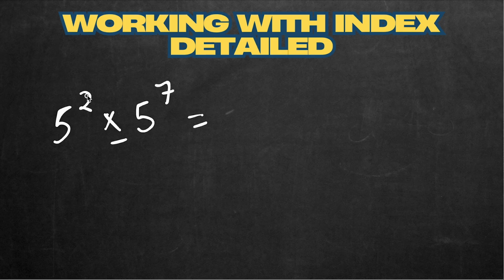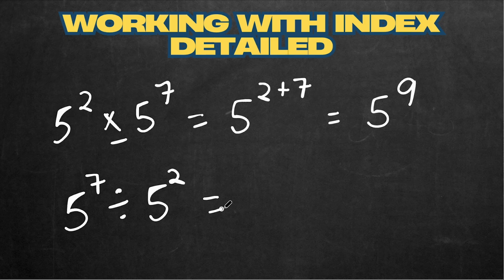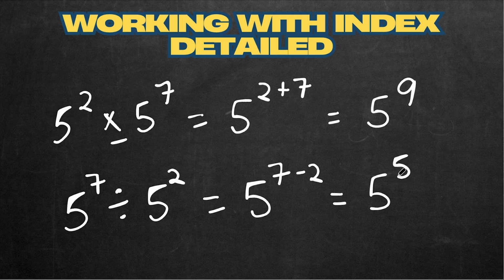If it is multiply, you add the powers. So 5 to the power 2 plus 7 is 5 to the power 9. And then we also learned that if it is divide, you subtract. So 5 to the power 7 divided by 5 to the power 2, you technically can subtract. It should be 5 to the power 7 minus 2, which is equal to 5 to the power 5.